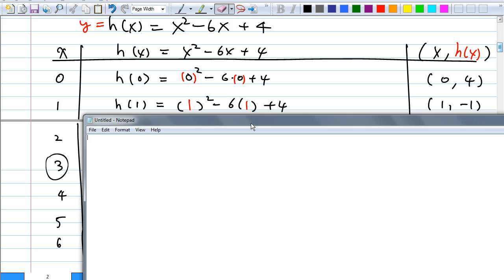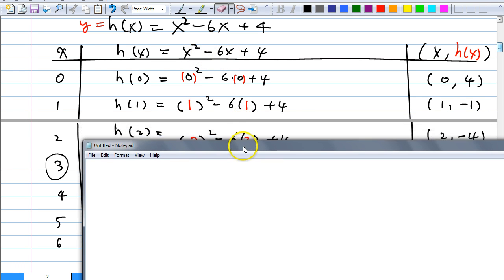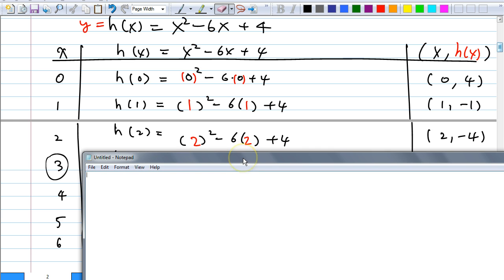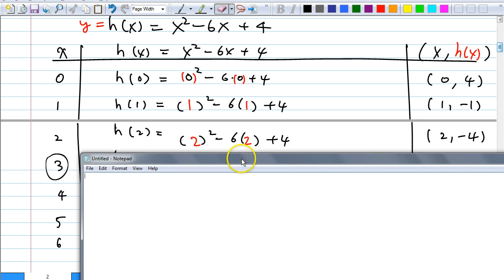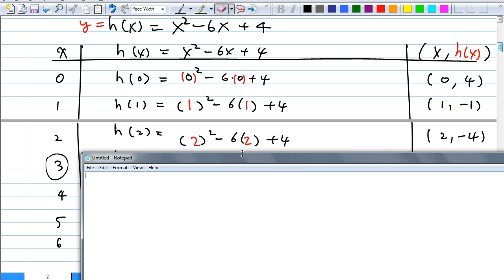You do it the same way for all the other ones. What do you get when you plug in 2? You get 2 squared, which is 4, minus 6 times 2, which is 12, plus 4. You get -4, isn't that right? Is that weird? It's okay, it's like a parabola. All right, go ahead, finish it up if you're not done.